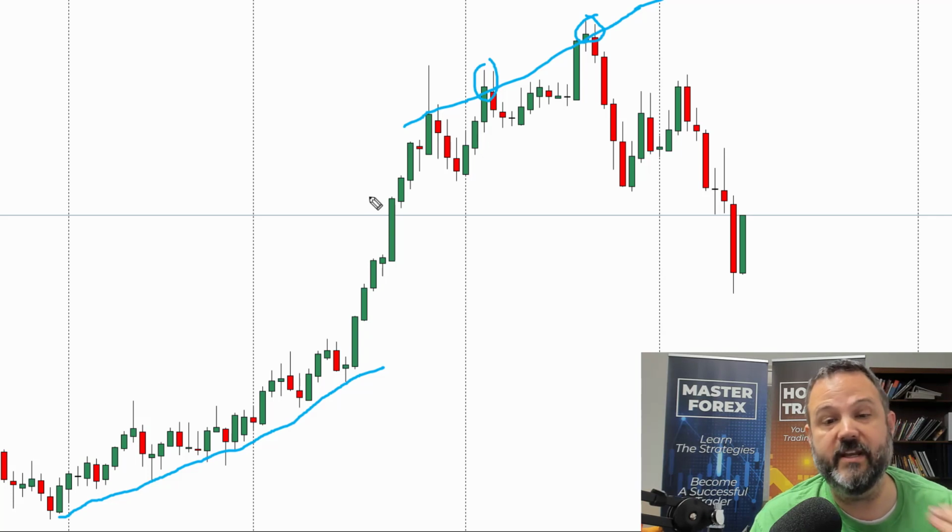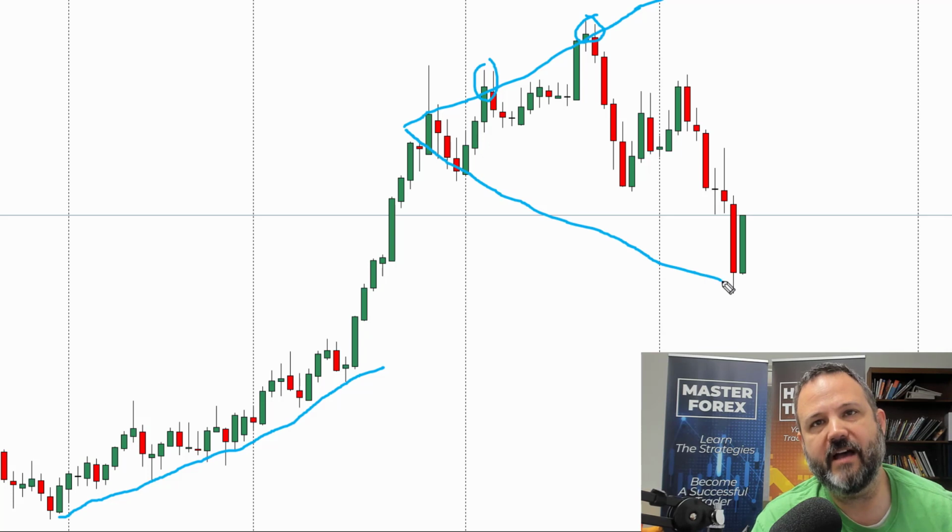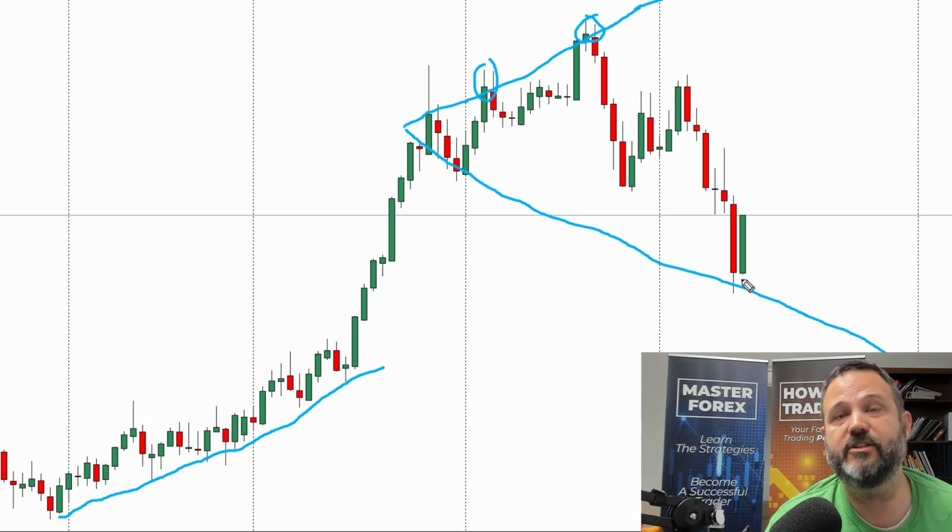Okay, now the next thing that you need to understand is that when the market is retracing, it will do it on the downside as well. So then you have another trend line moving down, and it will hold here often. And it's important to draw these out so that you can find potential reversals.